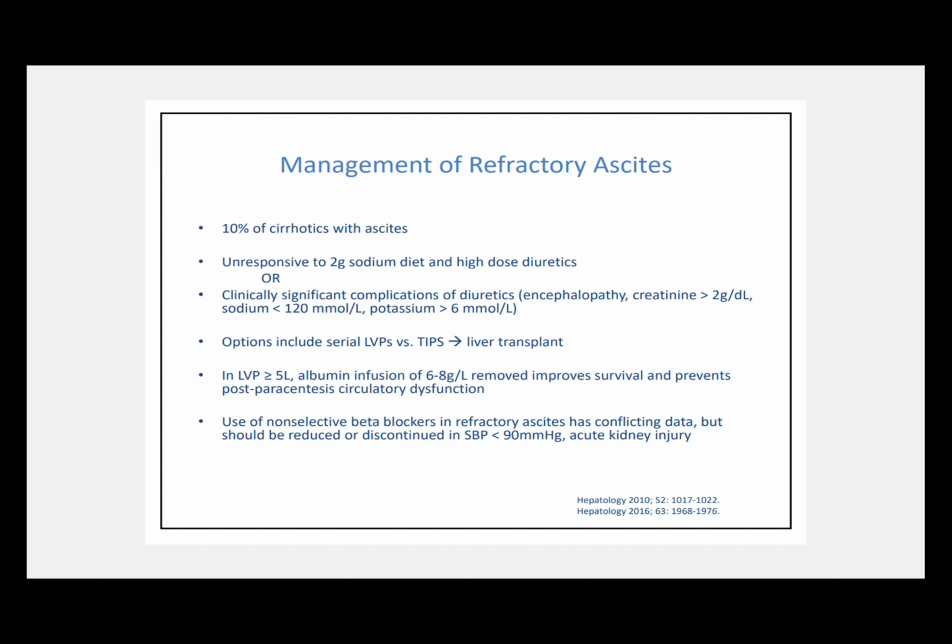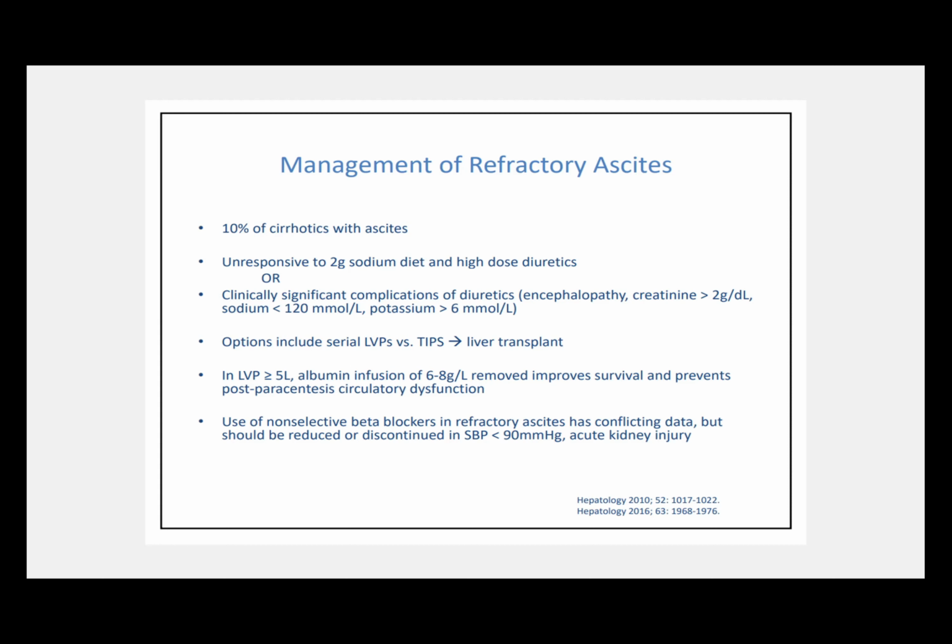Or it could be that they have clinically significant complications of diuretics, and that can include azotemia, AKI, electrolyte abnormalities. Some of them become encephalopathic. So if they meet those two criteria, they are considered to be refractory. And your treatment options include either doing serial large volume paracenteses or going towards doing a TIPS. And the only definitive treatment, of course, is a liver transplant.